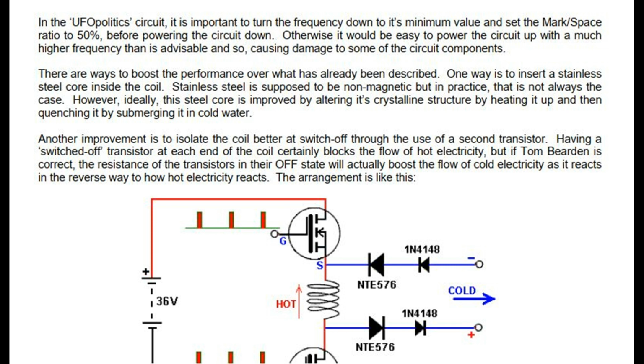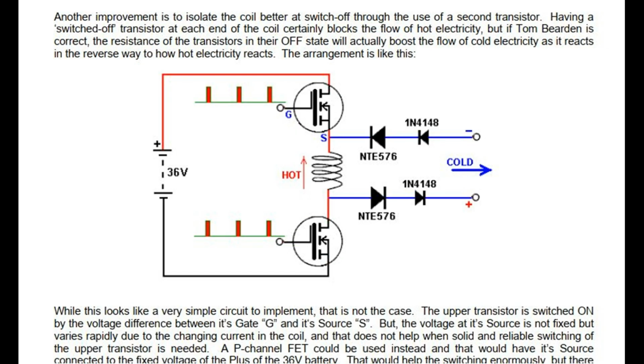While this looks like a very simple circuit to implement, that is not the case. The upper transistor is switched on by the voltage difference between its gate G and its source S. But, the voltage at its source is not fixed but varies rapidly due to the changing current in the coil, and that does not help when solid and reliable switching of the upper transistor is needed.